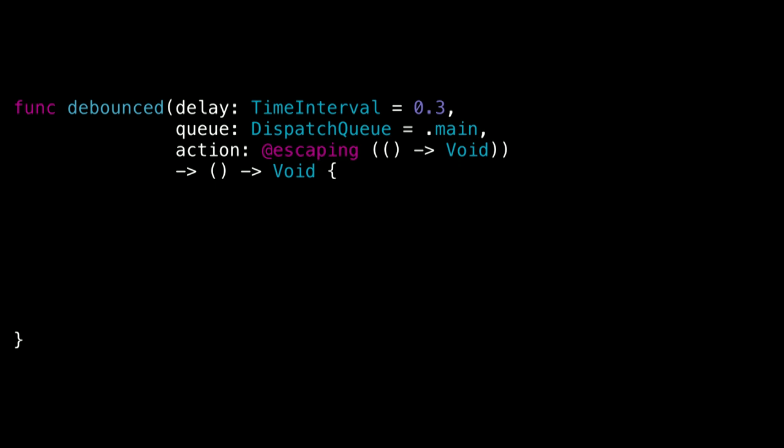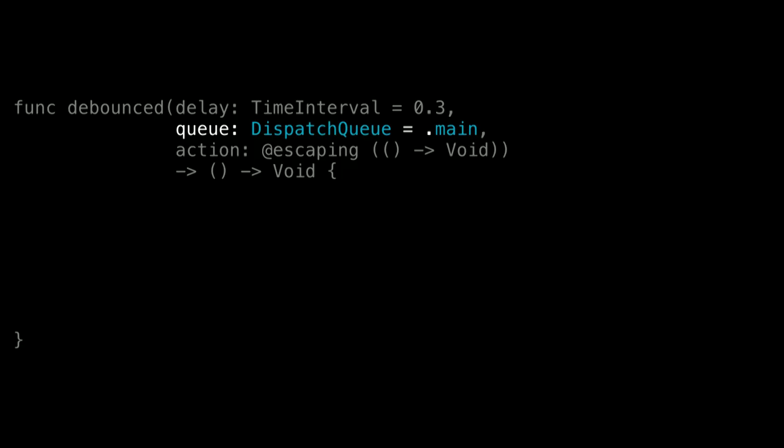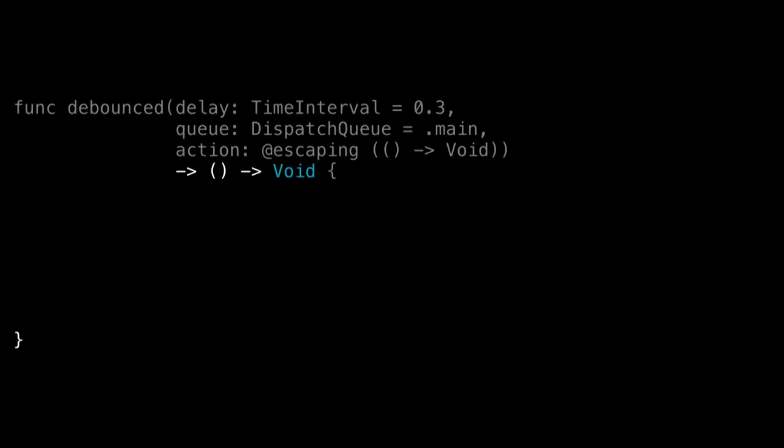So it would be called debounced, and it's going to take three parameters. The first one is the delay. Like I said, debouncing involves a notion of a timer. We give it a default value to make the ergonomics better, it's 300 milliseconds, which is usually a good value. It also needs a queue to run on. By default, it's going to be the main queue. And finally, it needs the action, the actual behavior that we want to debounce, so firing a network request, sending a hit to an analytics, this kind of thing. And we're just going to return a function from void to void.